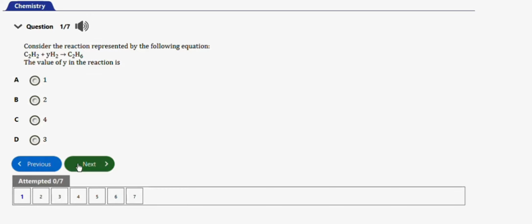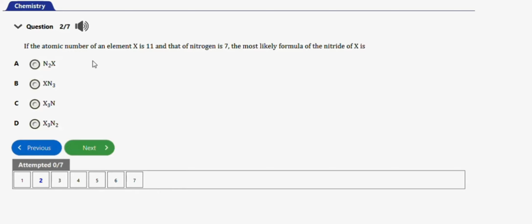The next repeated question will be this one. It says, if the atomic number of an element X is 11 and that of nitrogen is 7, the most likely formula of the nitride of X is... So atomic number of 11 is sodium, atomic number of 7 is nitrogen. So that will give you sodium nitride. Sodium has 1 electron at the outer shell and it's going to give out that 1 electron to attain stability, whereas nitrogen has 5 electrons at the outer shell. It's going to require 3 electrons to attain stability.